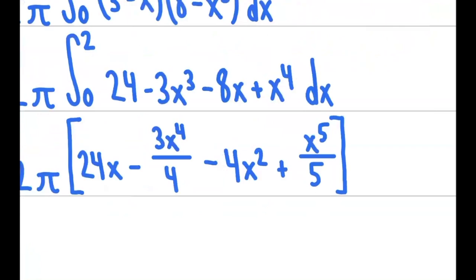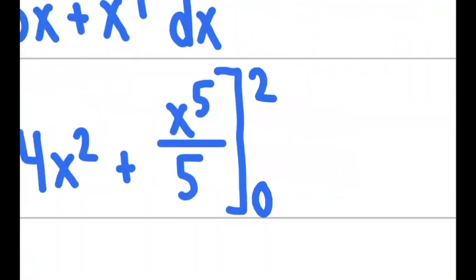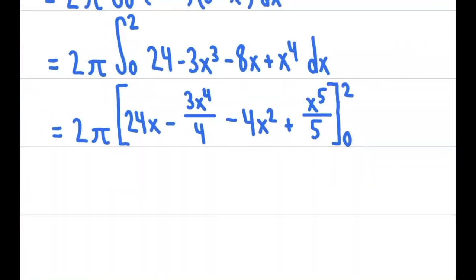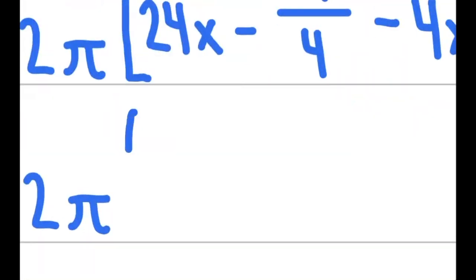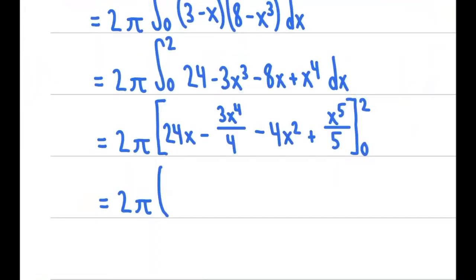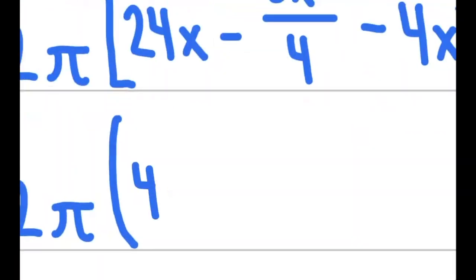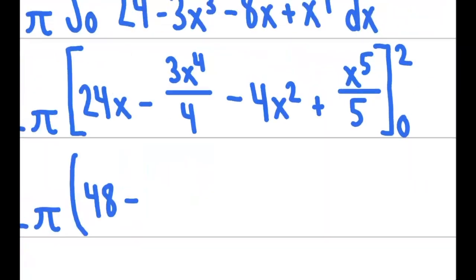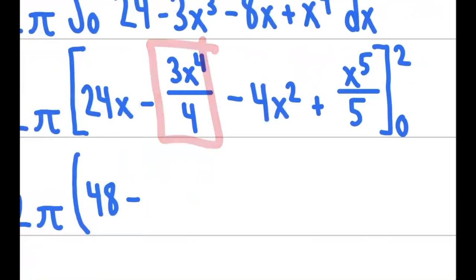This is a definite integral. So we're going to plug in that 2 and the 0. The 0 term will be nice and make everything go away. So just plug in 2 for everything. So if you plug in 2, that becomes 24 times 2, which is 48. Okay, what about when you plug in 2 to this term? When you plug in 2 to that one, then you get, is it 12?